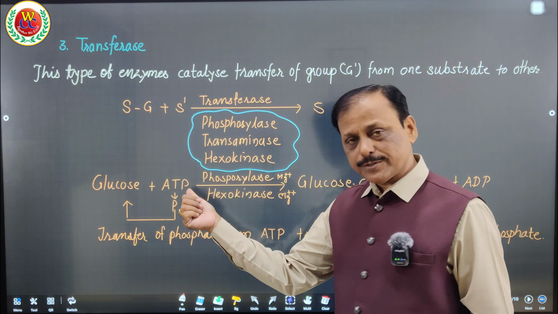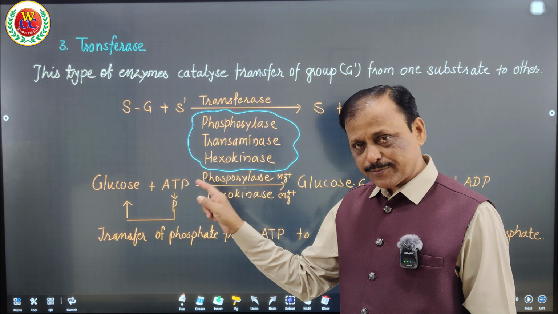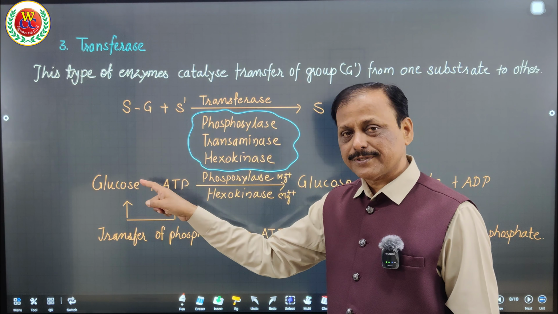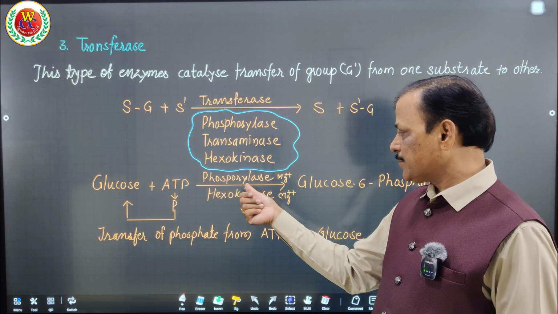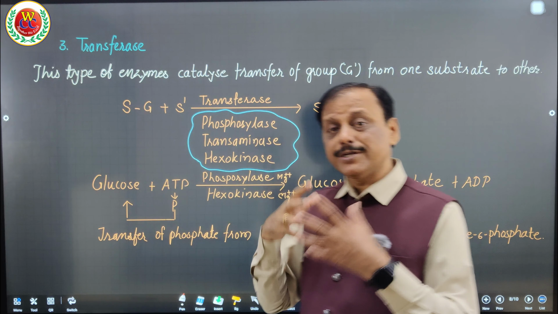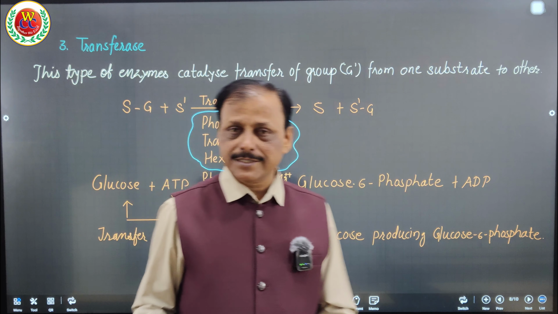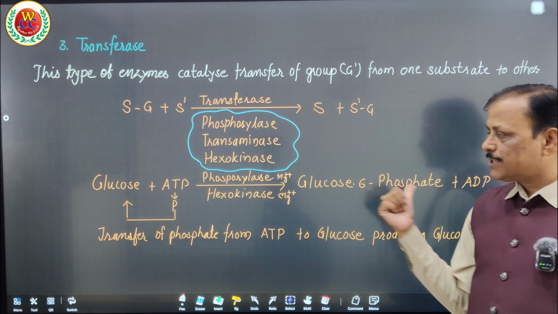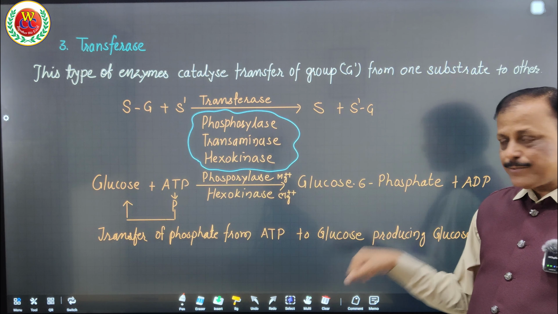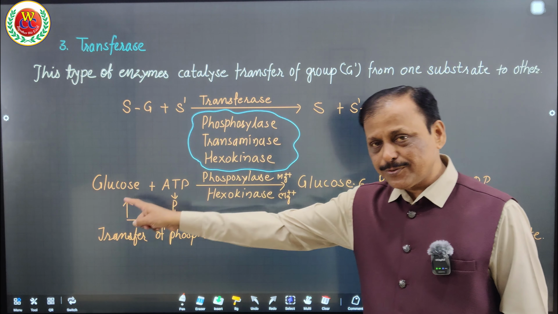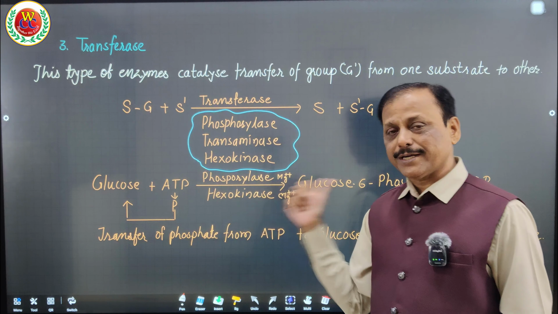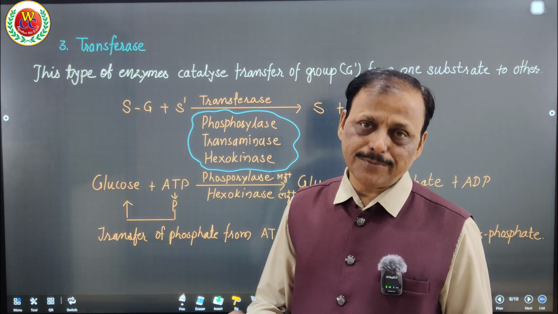So here phosphate from adenosine triphosphate is transferred to the glucose in presence of phosphorylase or hexokinase enzyme during glycolysis, and hence glucose 6-phosphate is produced. The substrate glucose is converted into glucose 6-phosphate. So the required phosphate is transferred from ATP to the glucose in presence of enzyme phosphorylase. I hope you got it.